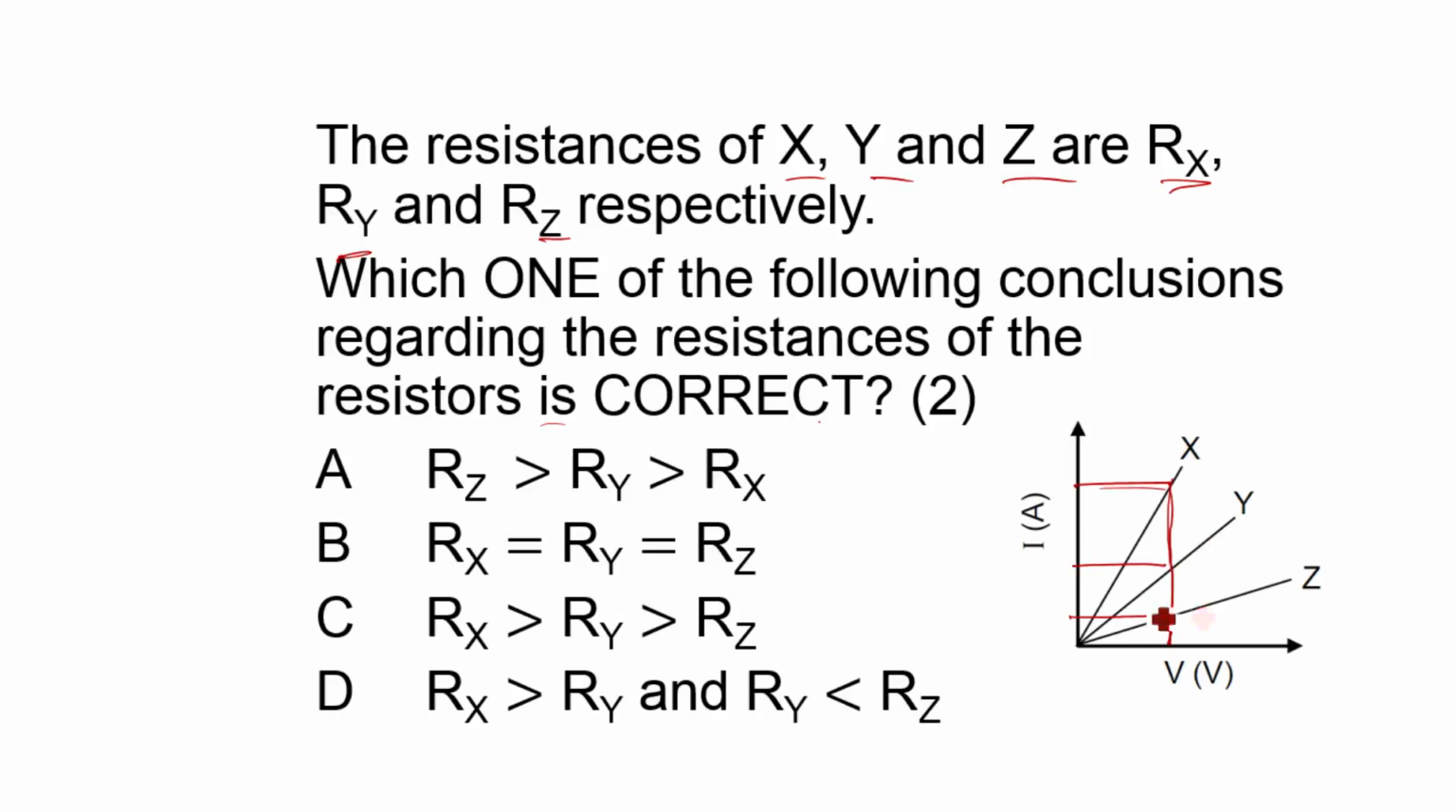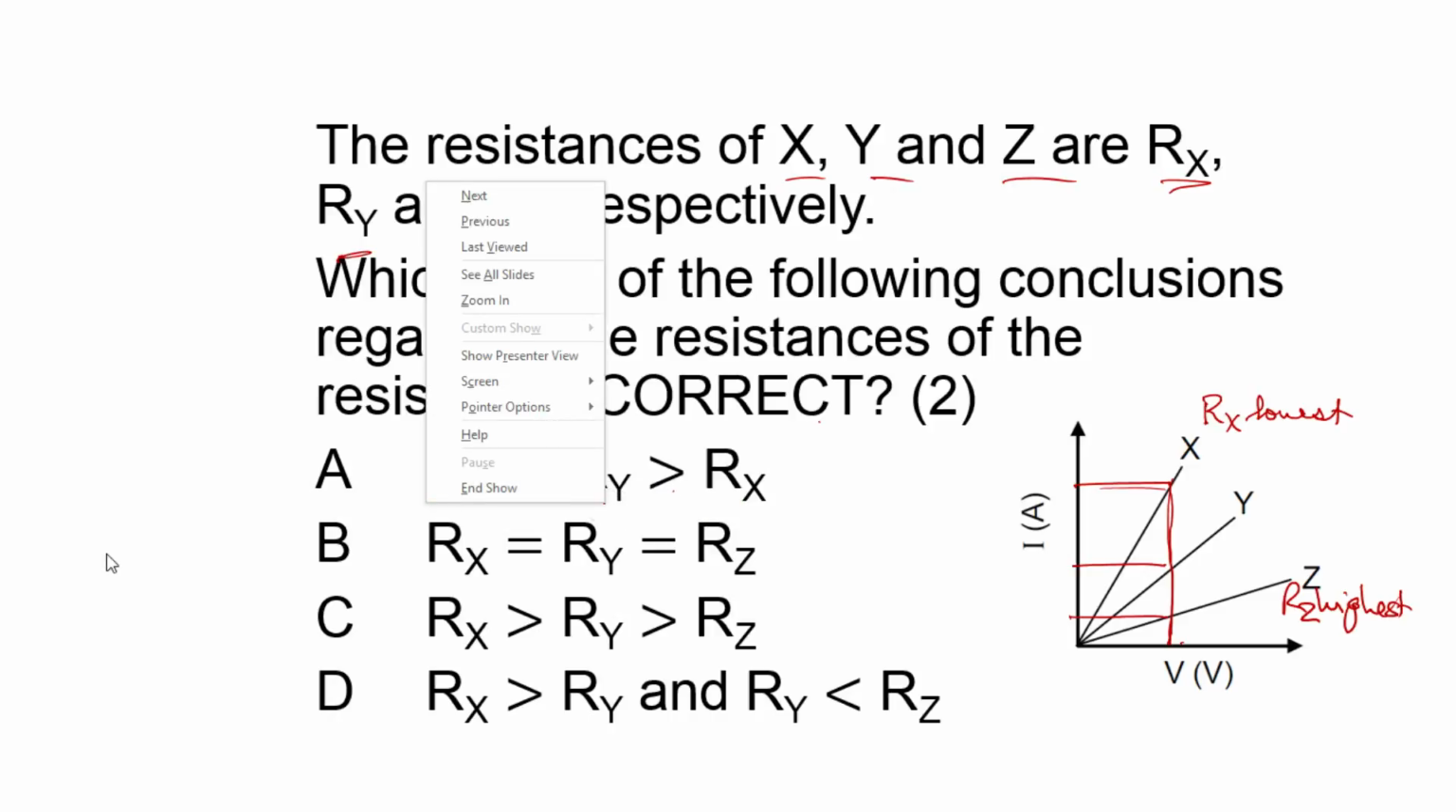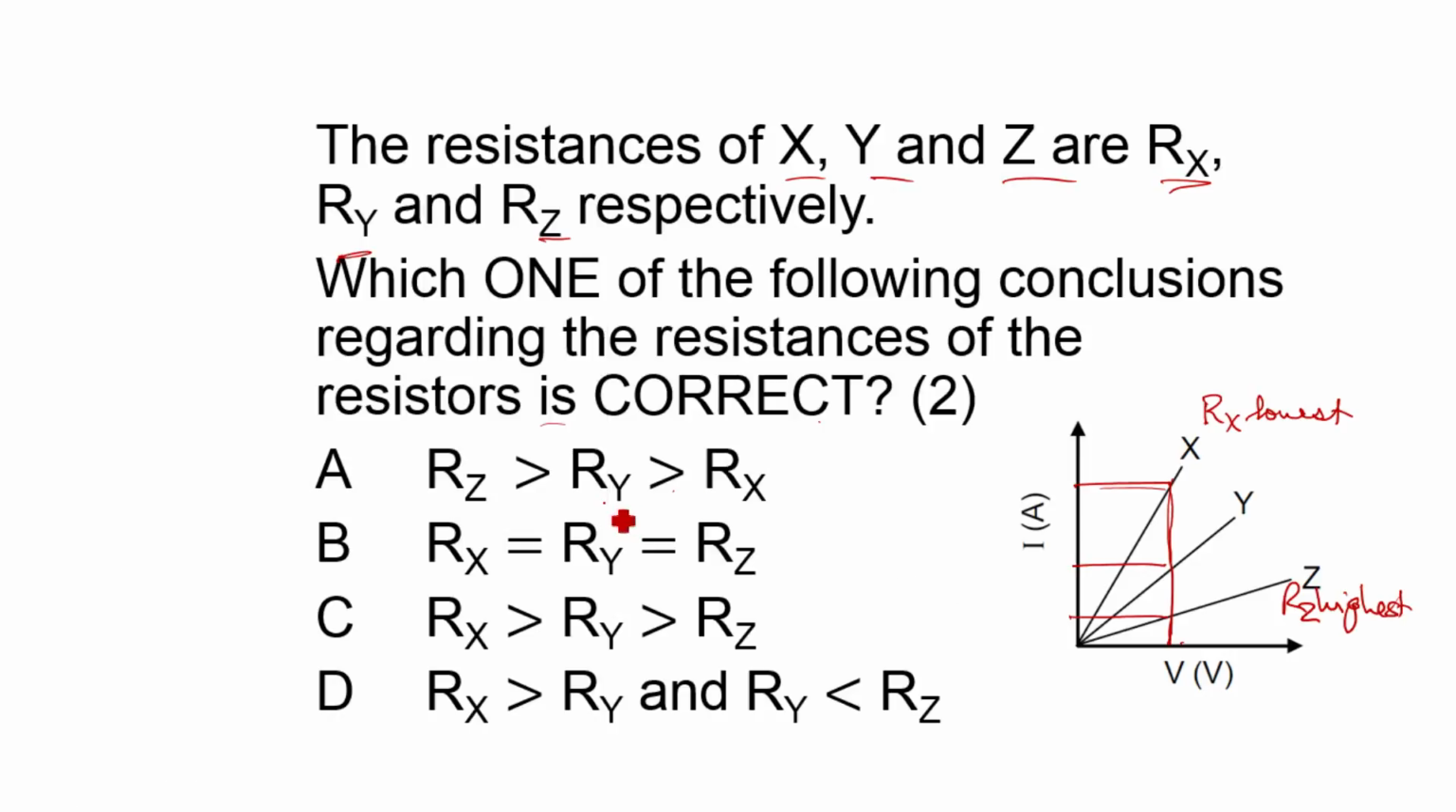That seems to suggest to me that if I put a potential across each of these resistors and I measure the currents, because X gives me the largest current, therefore this R is the lowest. And for Z, R is the highest. Rz is the highest of those three, and Y sits somewhere in between. So if I'm comparing these things, Rx is the lowest, so it is less than Y. Rx is less than Ry, and Ry is less than Rz.